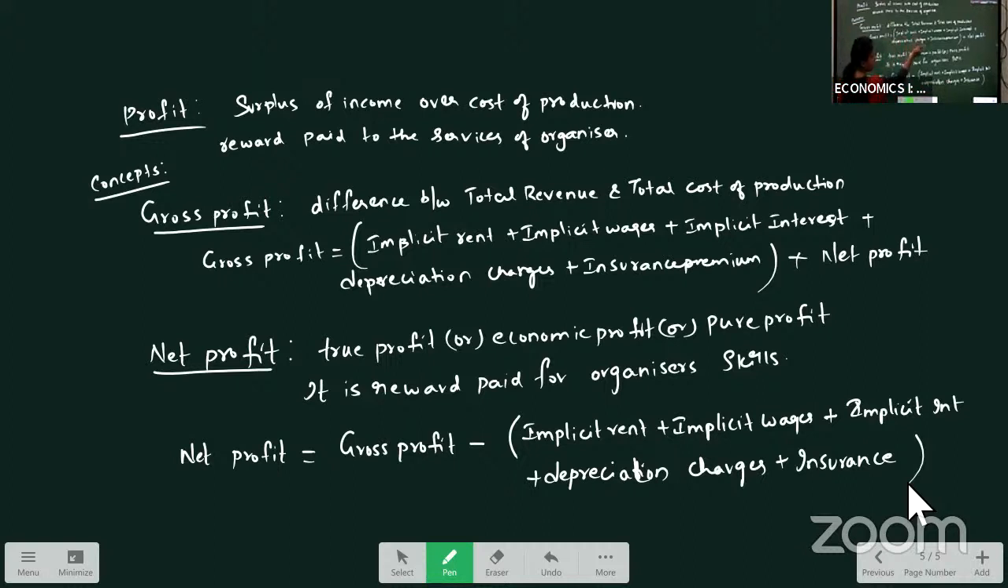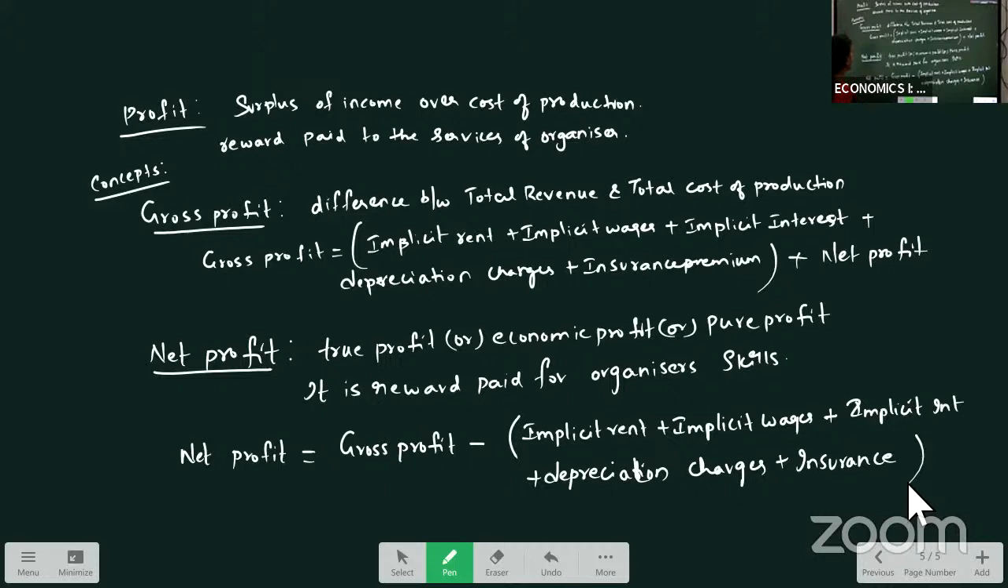All are included in the income. Whereas net means what? All are deducted, which is left over after making all the payments. So net profit is also called the pure profit. Why? Because it is paid only for the organizer's skills. Other factors like the organizer's land, labor, and capital, for all these the amount is deducted from the gross interest. So that's why we call net profit the economic profit or pure profit or the true profit.